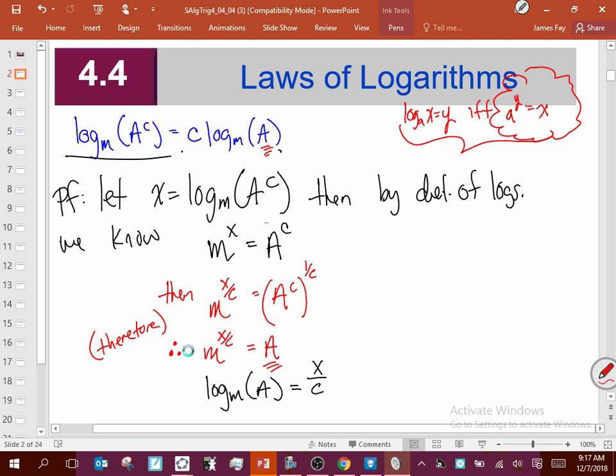Okay. How can I solve for x here? Multiply both sides by c. So I'm just going to bring my work up here. Multiply both sides by c. I get c log base m of a is equal to x, right? Did we start with the left-hand side, and now we've generated the right-hand side, right? So what did we let x be at the onset?